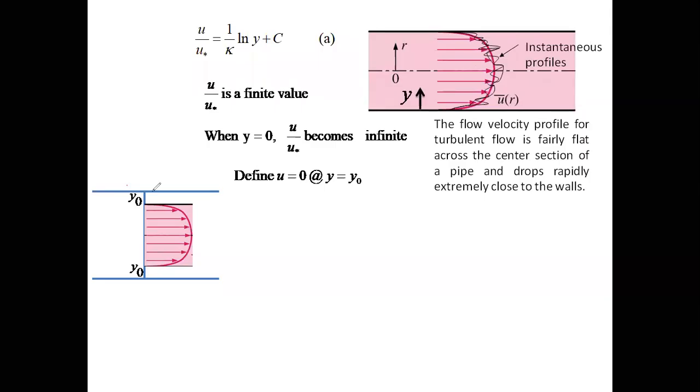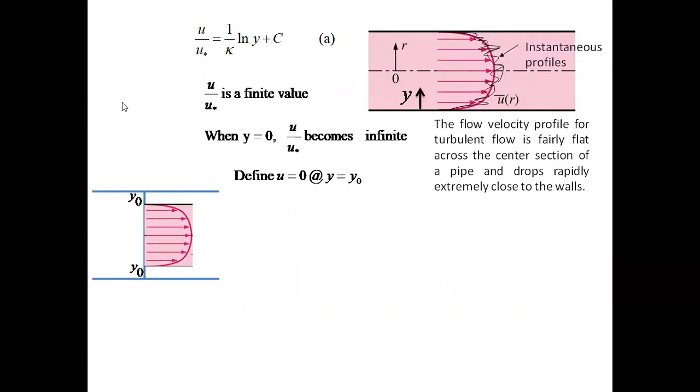Since anyhow we have to find the value of this constant c, we assume, we define a very small length y naught. The u becomes 0 at a very small length from the pipe wall. We call that y naught. Then we define u becomes 0 at y equals y naught.